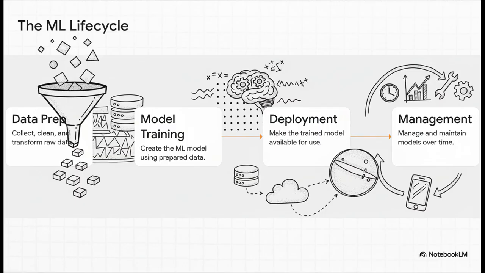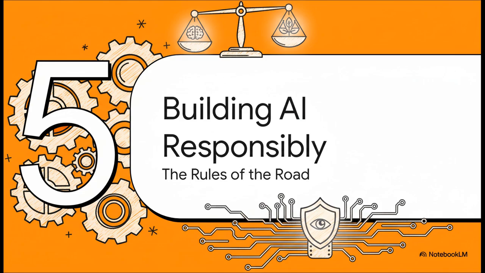Step 2 is model training. This is where you use that clean data to actually build the model's brain. Third, you've got deployment, which is just a fancy way of saying you make the model available for people to use. And finally, step 4 is management. You have to keep an eye on it, monitor it, and maintain it over time to make sure it's still performing well.